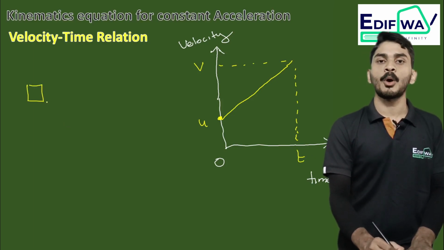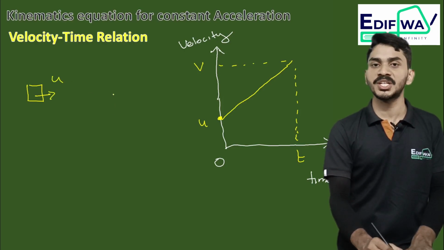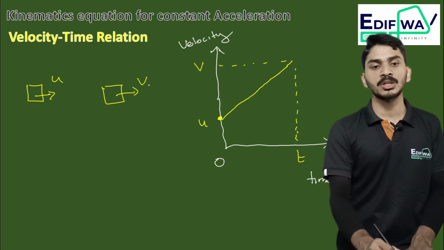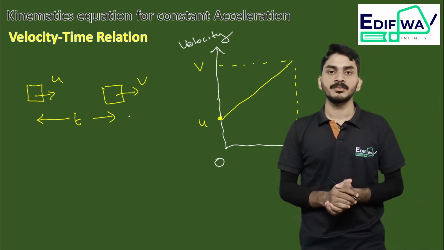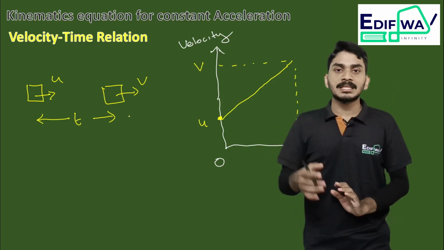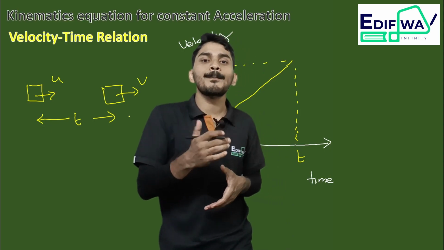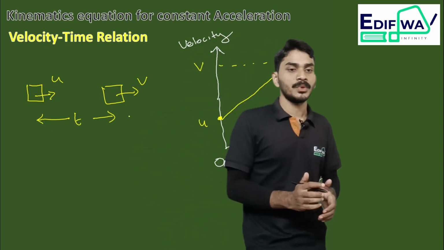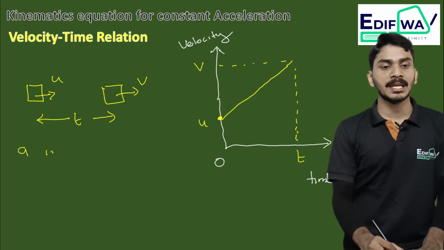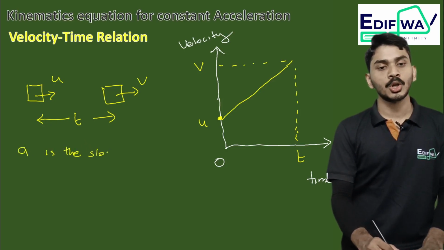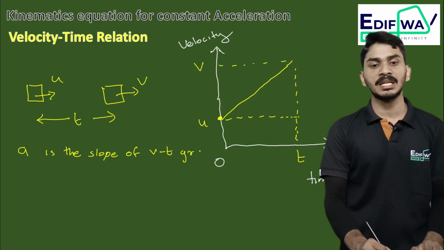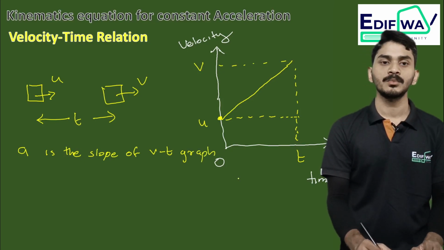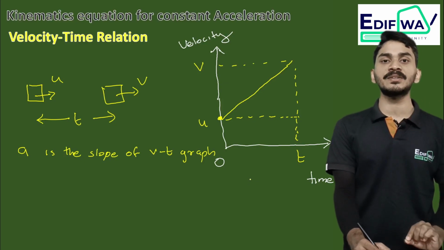We have a body that was moving with a velocity u initially, then within time t the velocity becomes v. That's the final velocity. Time taken is t. So here we have to derive the velocity time relation. Here is an important point: acceleration is the slope of the velocity time graph, that is the vt graph. So you have to find acceleration from this graph.